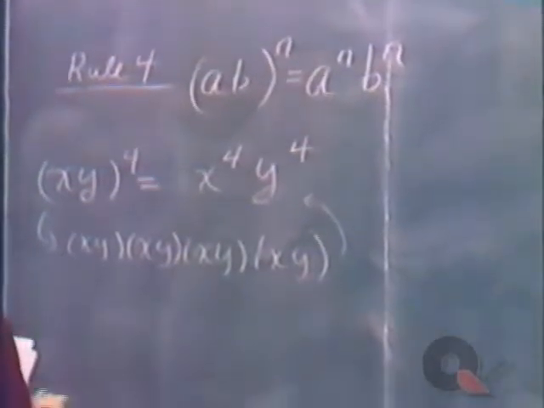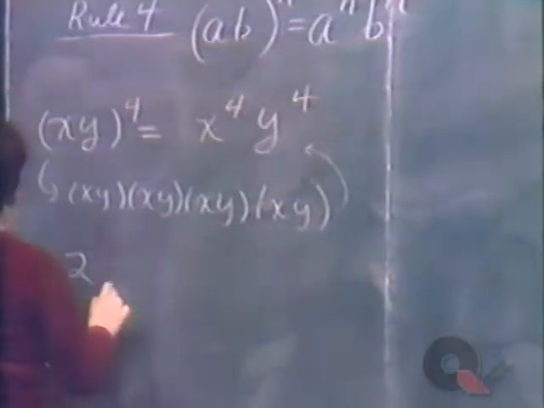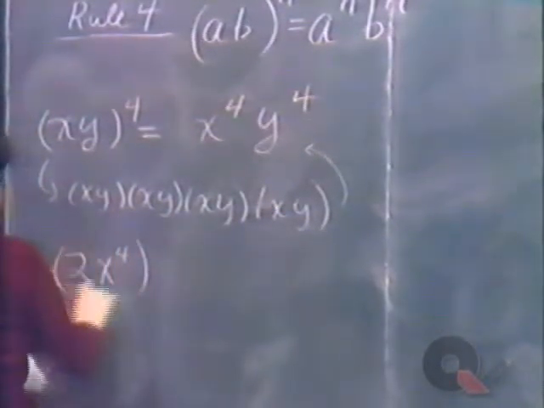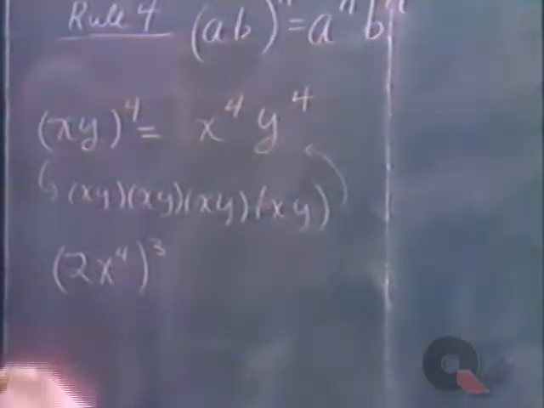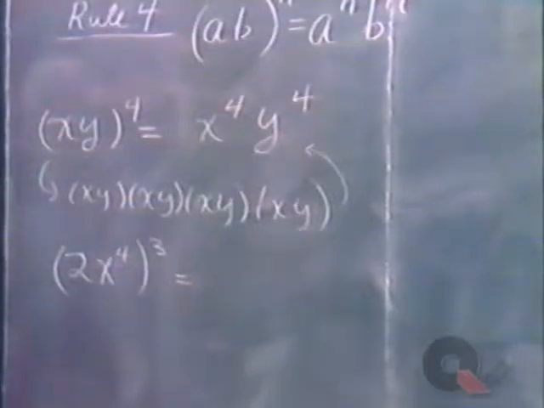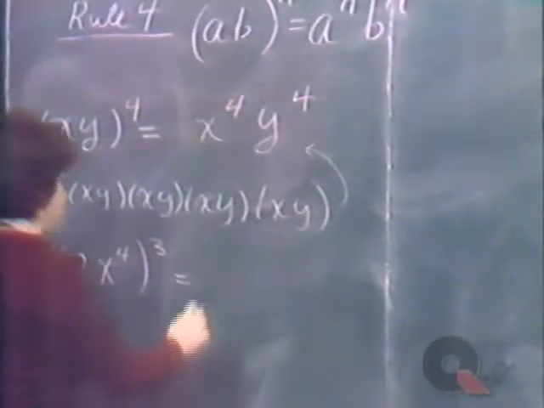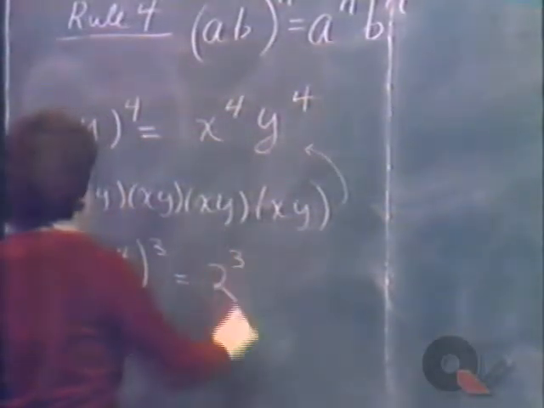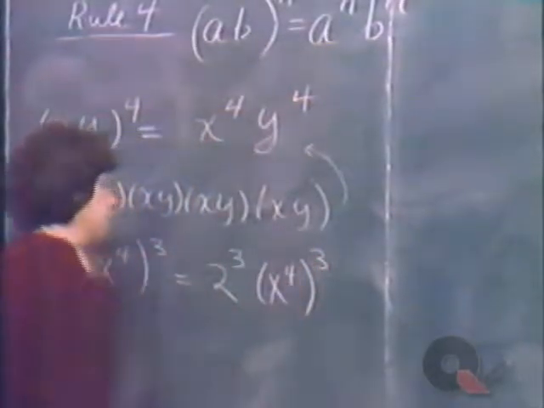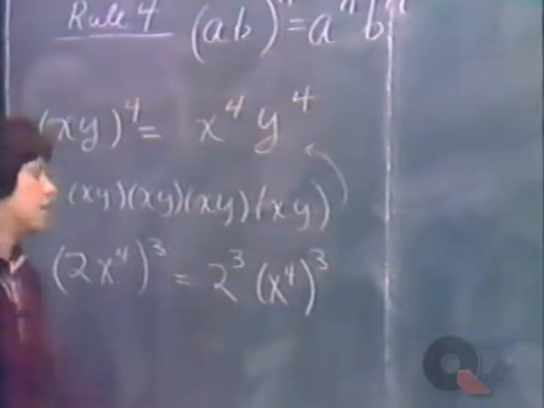Okay, let's try 2x to the 4th, quantity to the 3rd power. The whole thing raised to the 3rd power. This is like your ab to the nth power. So it's going to be a to the n times b to the nth. ab to the nth, a to the nth, b to the nth.